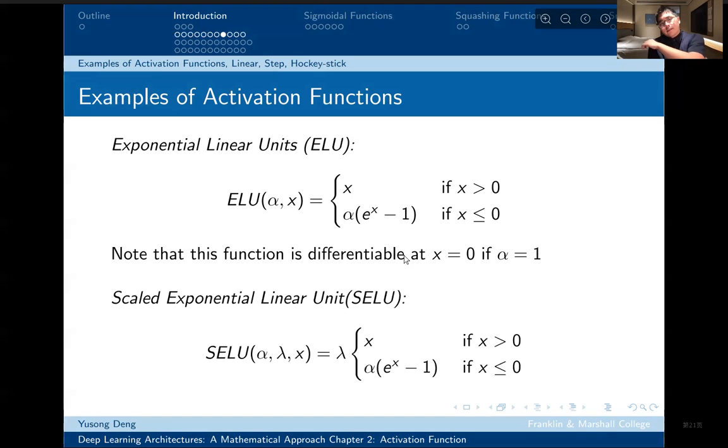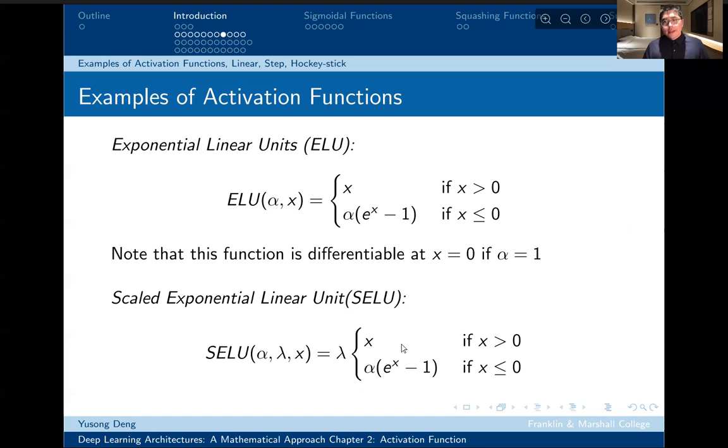Another one is what we call the scaled exponential linear unit, SELU. For SELU, we introduce another parameter here, just multiplying by lambda times ELU, and then we get SELU.